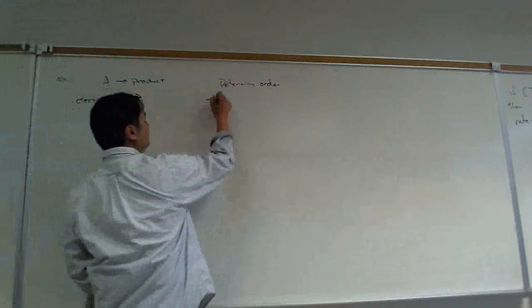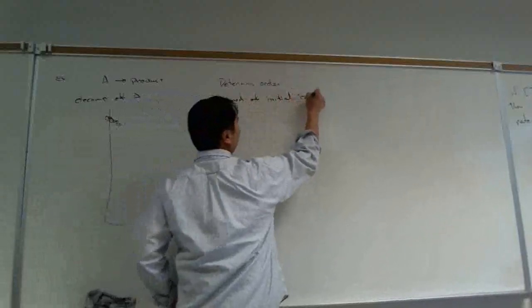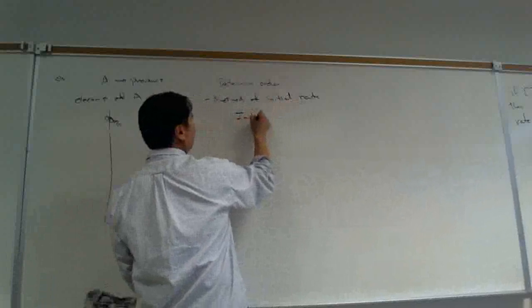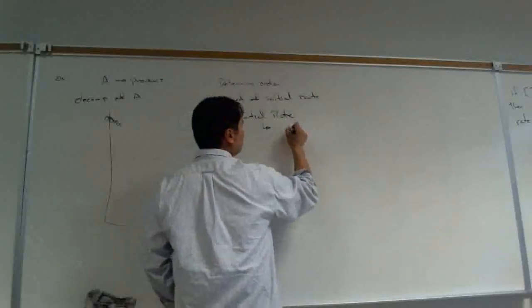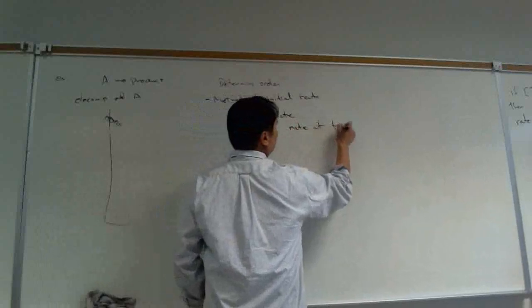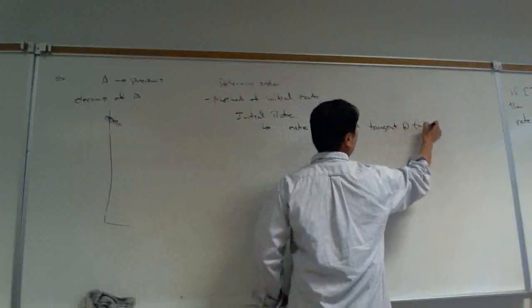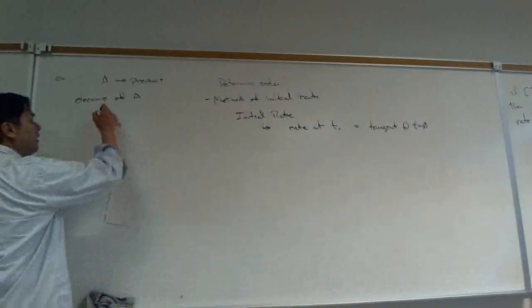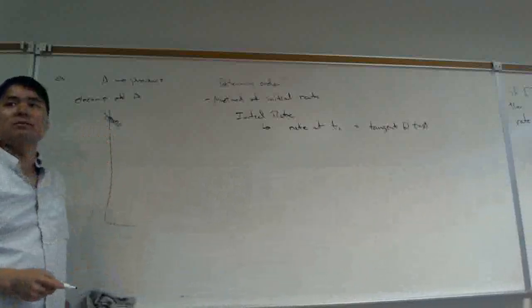The easiest way of determining the order is to do something called the method of initial rates. The initial rate, let's define that first. The initial rate is defined as the rate at time 0, which is equal to the tangent at t equals 0. And so in order to determine the initial rate using this, what we have to do is draw the tangent line here, right? And then figure out what is the slope of the tangent. Take the negative of that, that would be the initial rate.